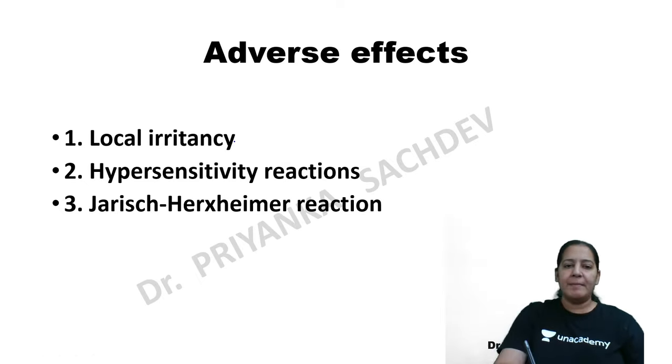Shall I tell you? Who will tell me the classification? Here in natural penicillin, only one penicillin is there. That is benzyl penicillin, also known as penicillin G, right? In acid resistant one, phenoxymethyl penicillin is there. Only one penicillin. In penicillinase resistant, CONDM: cloxacillin, oxacillin, nafcillin, dicloxacillin, and methicillin. There are five in number.